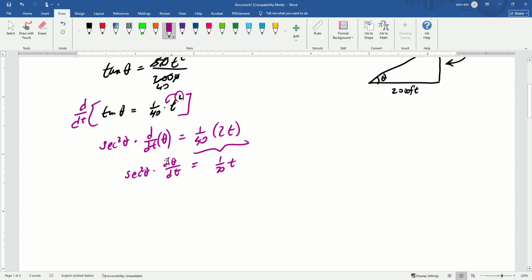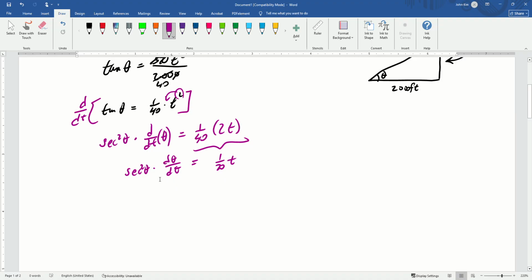So what do we do from there? We divide by secant squared on both sides. You get d theta over dt equal to 1 over 20 t times 1 over secant squared, which is going to be cosine squared of theta. Okay, so secant was the reciprocal function of the cosine. So 1 over secant squared is going to be cosine squared.